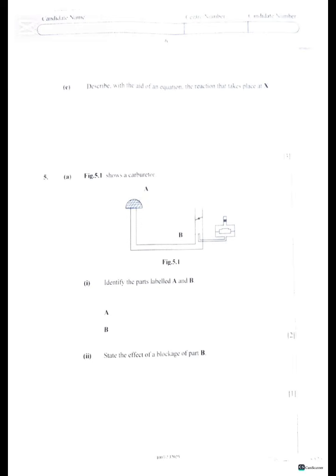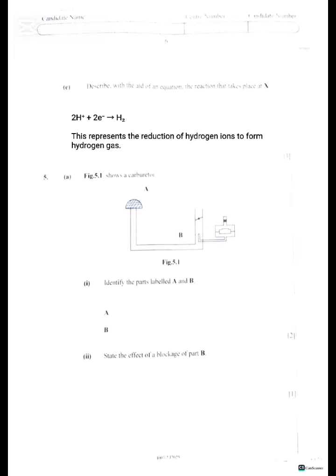And then on part E, describe with the aid of an equation the reaction that takes place at X. So we are going to write 2H+ + 2 electrons in order to give us hydrogen. This represents the reduction of hydrogen ions to form hydrogen gas. So that was all about the chemistry questions in section A.